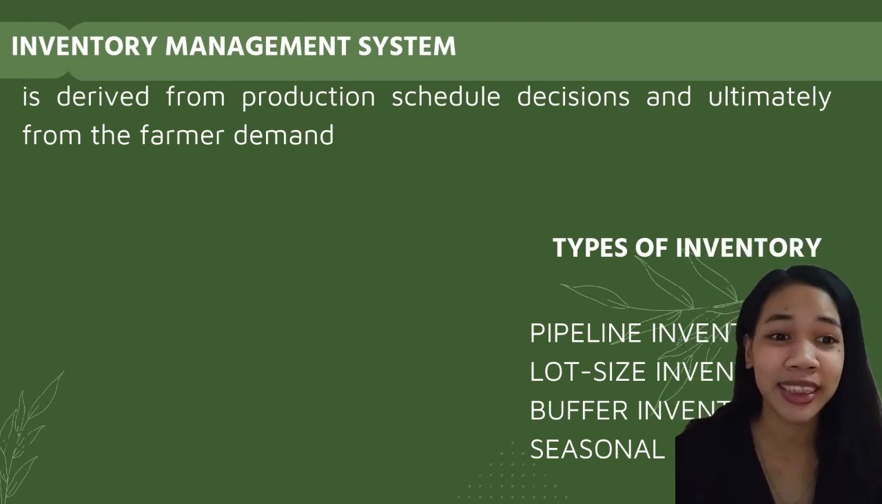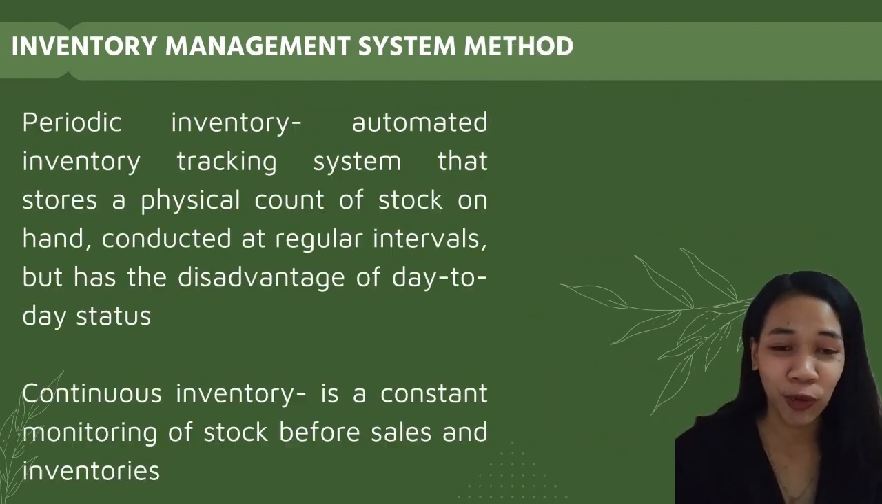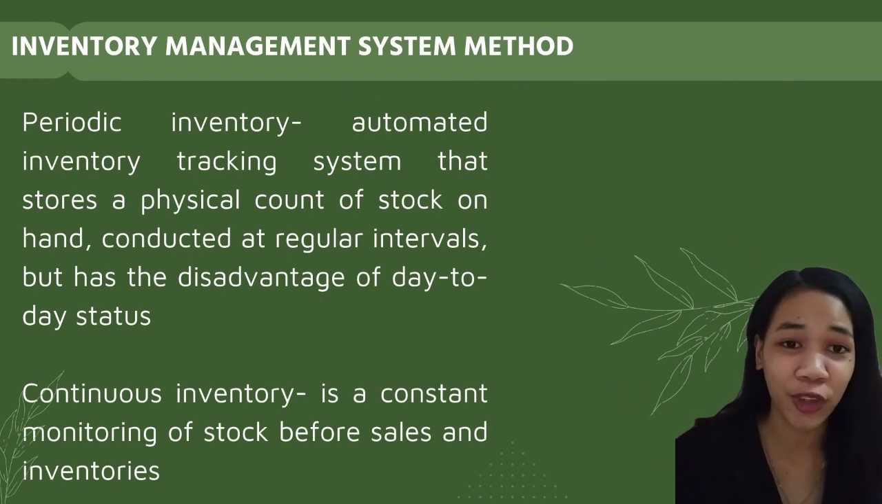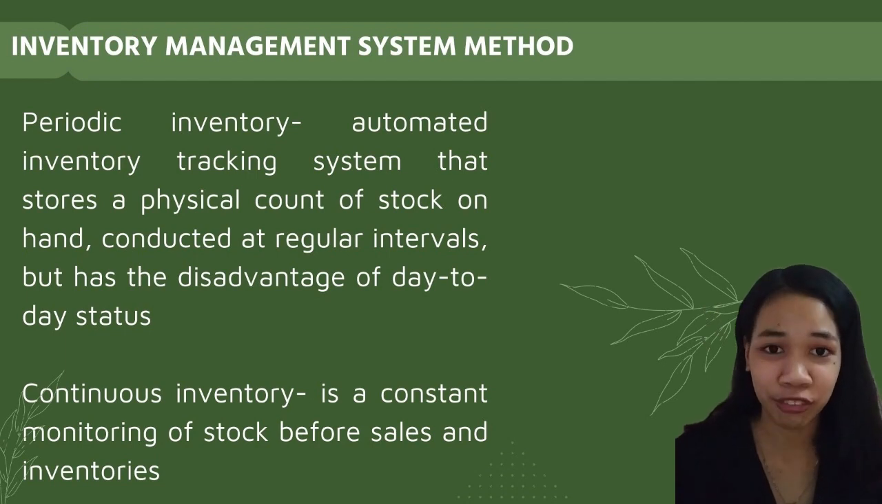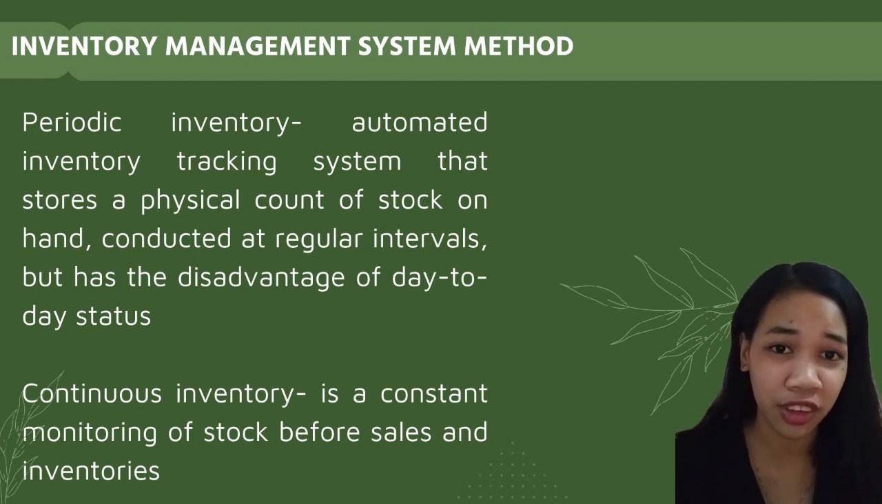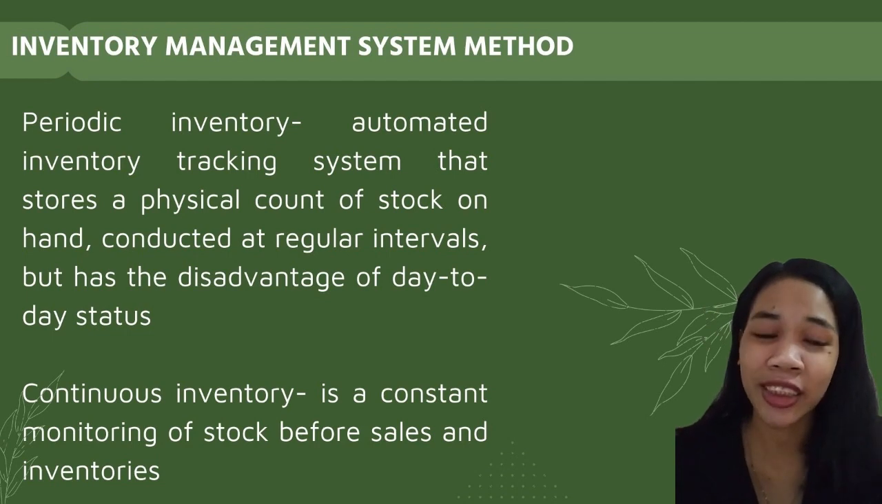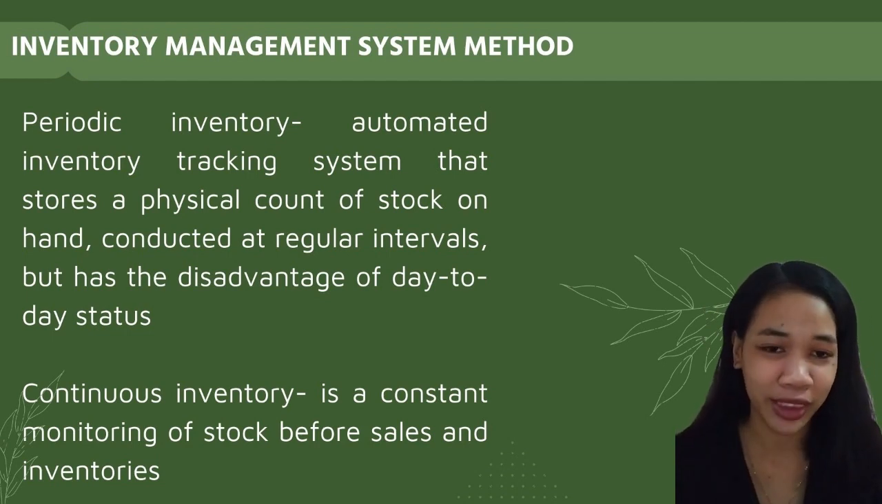Inventory management system methods. Periodic inventory. It is an automated inventory tracking system that stores a physical count of stocks on hand, conducted at regular intervals, but has a disadvantage of day-to-day status. Next is the continuous inventory. It is a constant monitoring of stocks before sales and inventories.